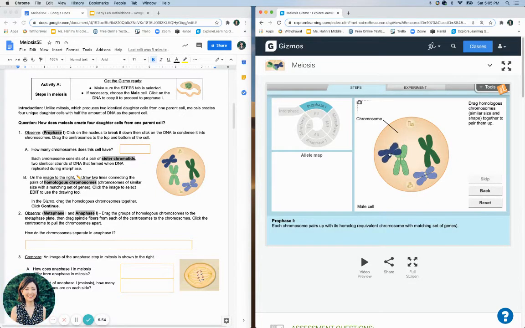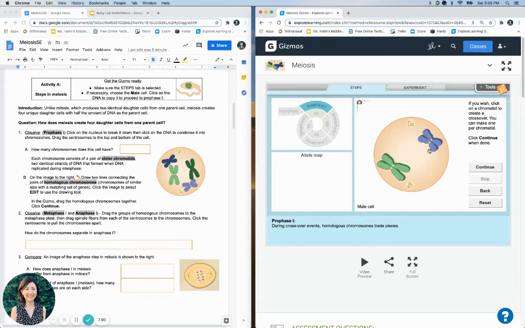I'm gonna pair them up together. And then these are going to pair together, okay? And then this is where they cross over. This is where they get together and exchange some genes, similar genes. Hopefully you know what crossing over is because you watched the videos.